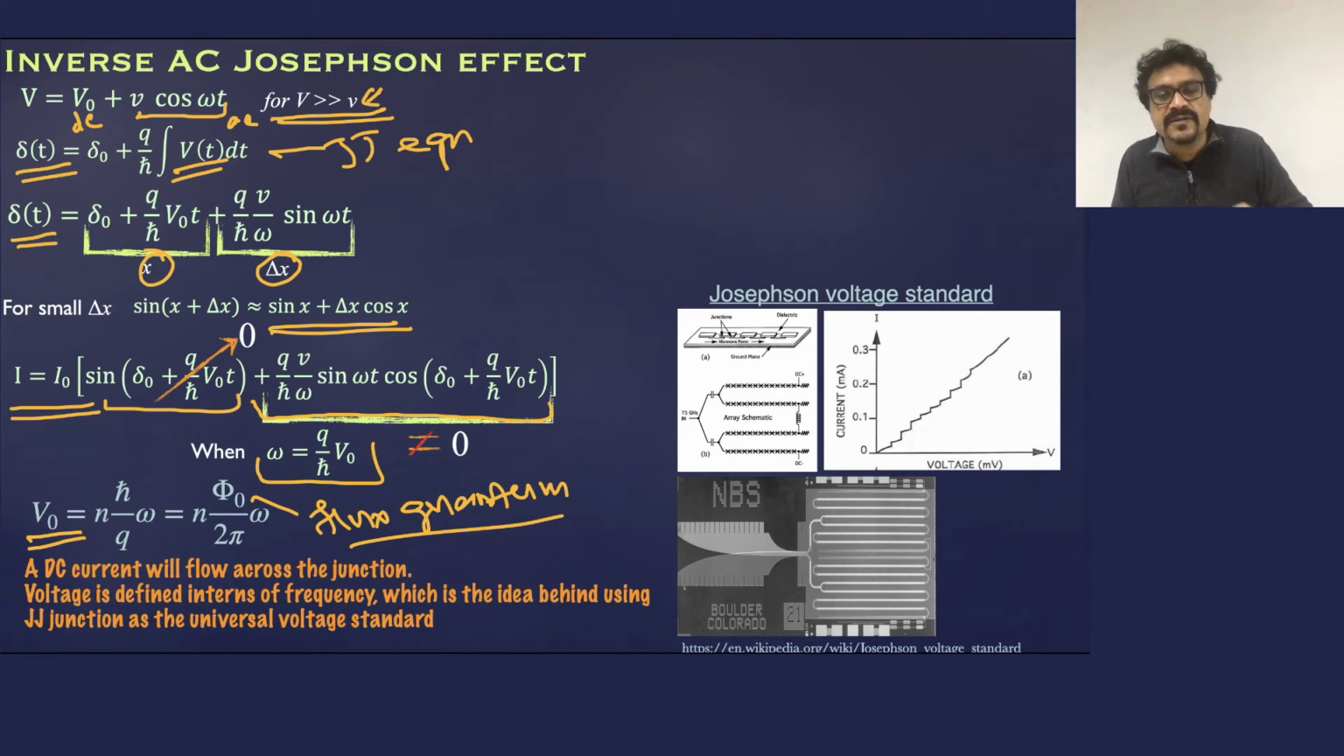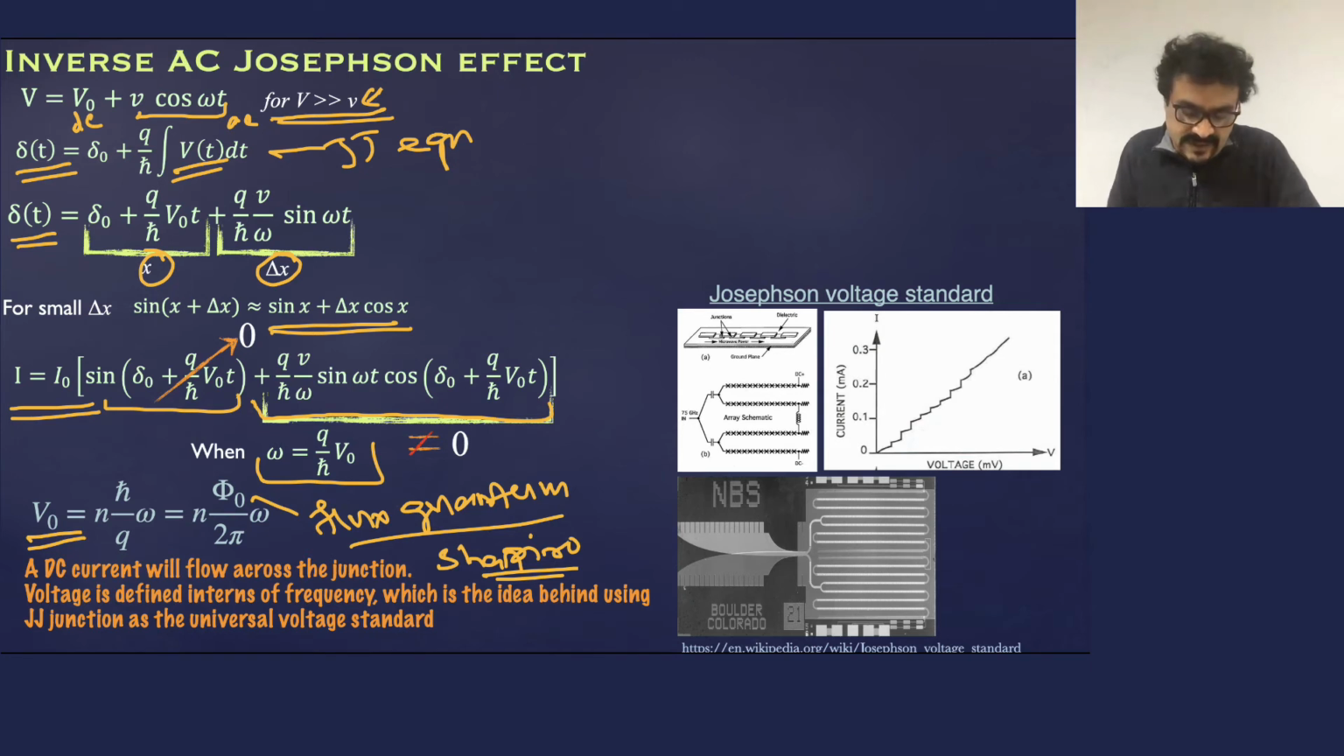Or if you keep the frequency constant and vary the voltage, whenever this situation is satisfied, you will get a spike in the current. Okay. These spikes are actually called Shapiro spikes, which we will discuss when we discuss quantum metrology in the next module.